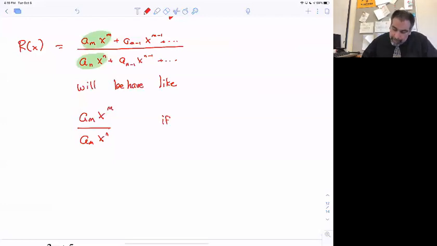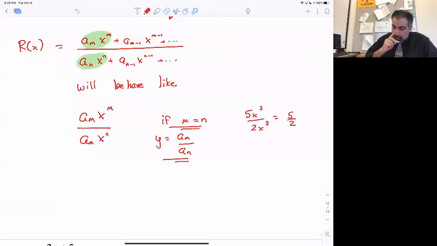Well, here's the deal. If m equals n, we're going to get a situation like maybe 5x cubed over 2x cubed, right? The exponents are the same. So if we take it down to that, we're going to end up with just the coefficients. So we're going to see y equals, in this case, 5 halves, but in general, the coefficient of the top divided by the coefficient of the bottom. And that's going to be your answer if m equals n.